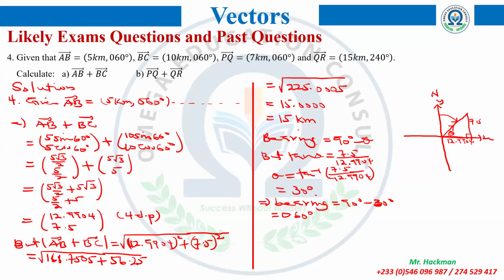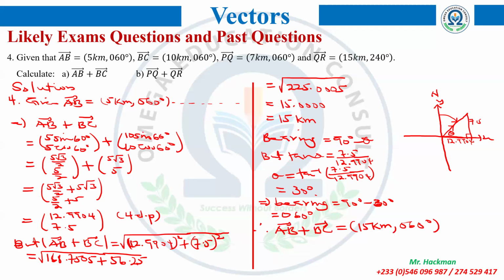Now we've not drawn our conclusion. The sum of the two vectors, the vector AB plus the vector BC, will be equal to the magnitude, which gave us 15 km, and the bearing gave us 060 degrees. I knew the answer before you started, and very soon you also will know.